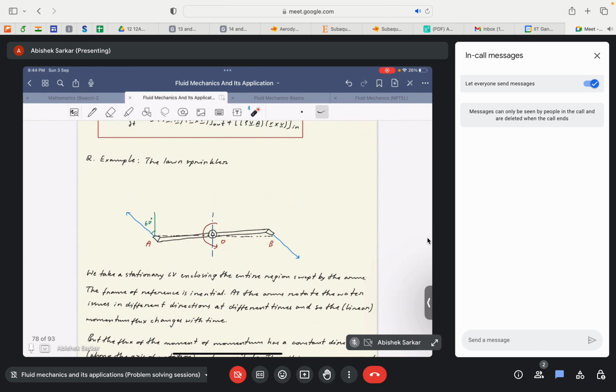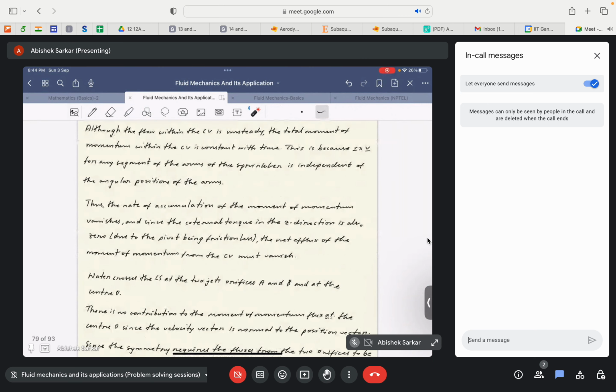we will be discussing an example that has a lawn sprinkler. So the concept of application of the conservation of angular momentum, or the moment of momentum equation, in the case of a lawn sprinkler could be seen in the numerical problem that we will be discussing. So I guess that would be a better approach to save time.